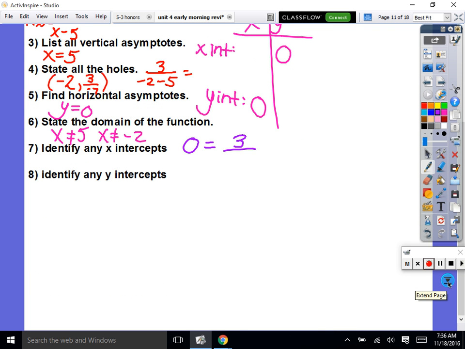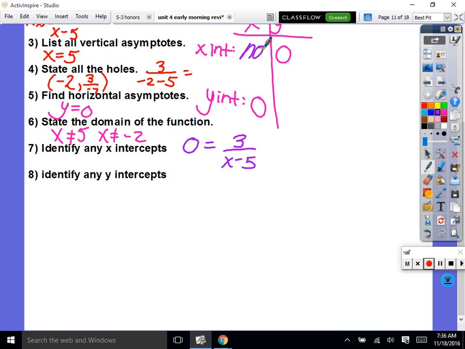Okay, so 0 equals 3 over x minus 5. Yeah, sorry, I can't remember. So now we would multiply up by x minus 5 by getting our common denominator, right? So 0 would equal 3. No, so that means that there is no x-intercept. Now, what if we would have done it with the top one?